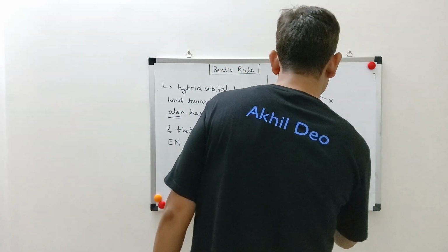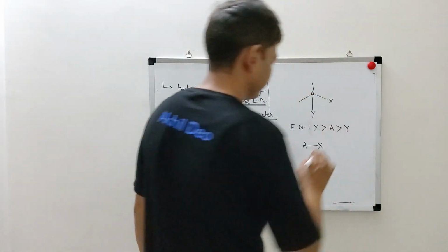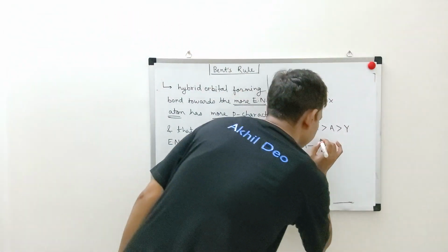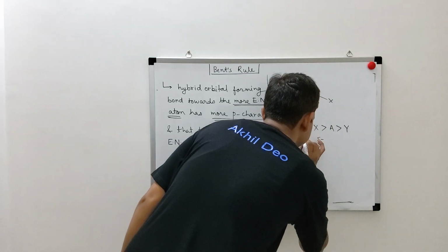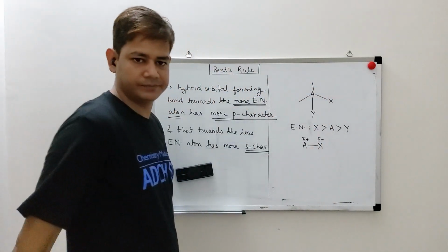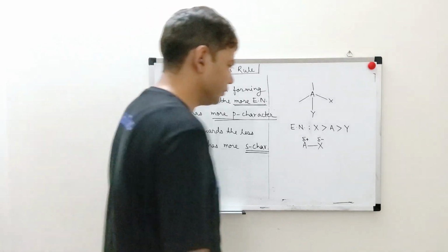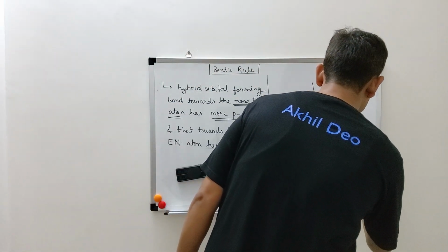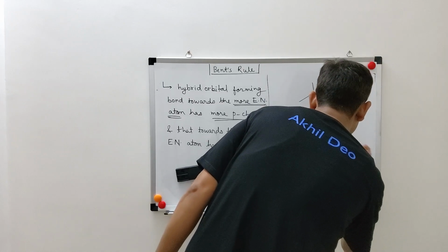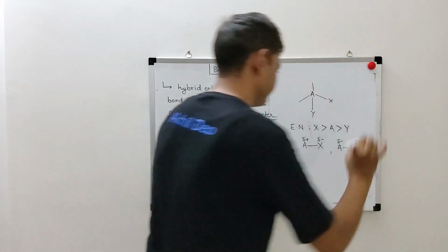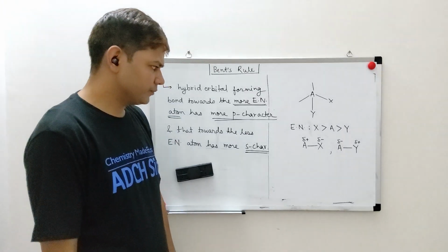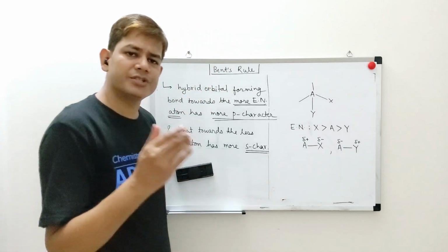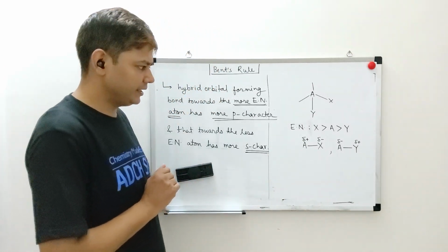So if you look at the AX bond, the polarization of the AX bond will be such that X is more electronegative. So atom X will have delta minus, atom A will have delta plus. And if you look at the AY bond, A is the more electronegative atom, so atom A will have delta minus, atom Y will have delta plus. Okay, understood?